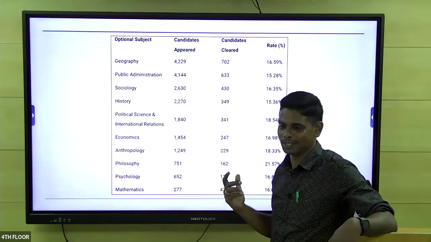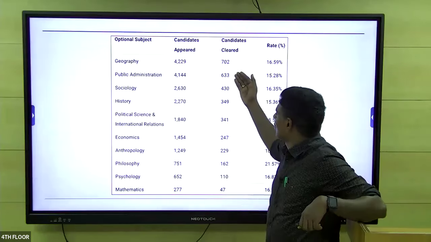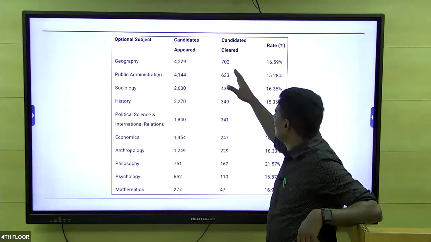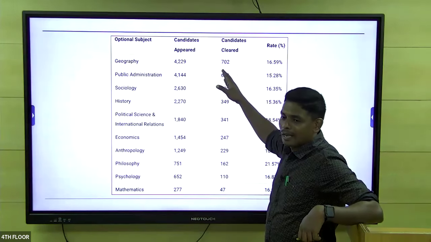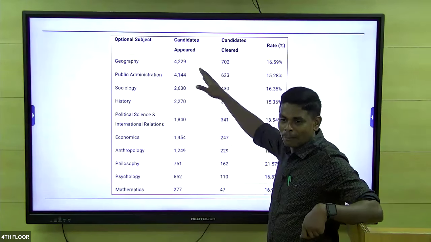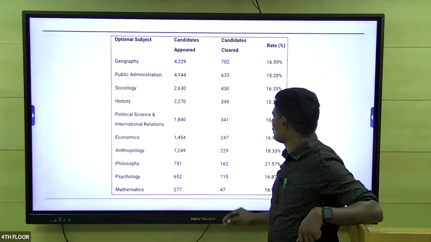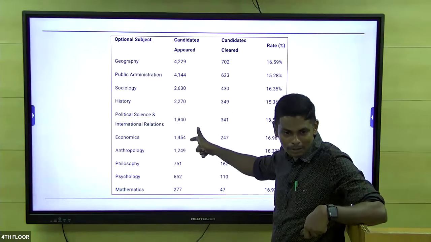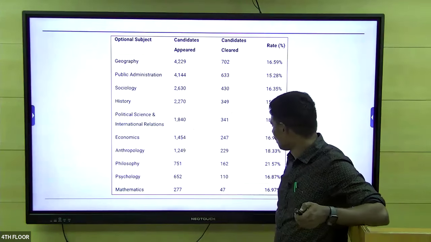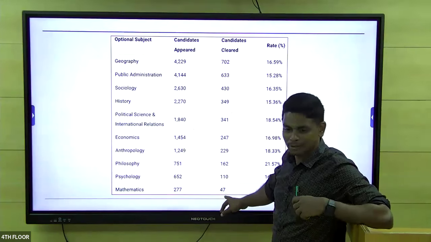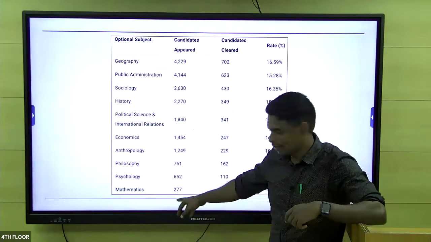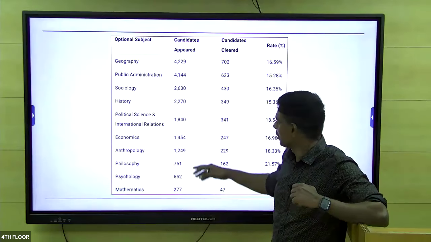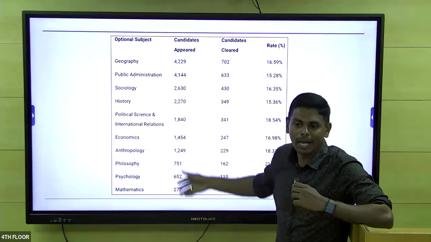It also says, see, these 702 people, let us say for an example, were competing toughly in comparison to the people who were competing with only 2,000 people. Do you get me? So it could have been much easier for these 47 people to defeat 277 candidates in comparison to the people who might be in other subjects.